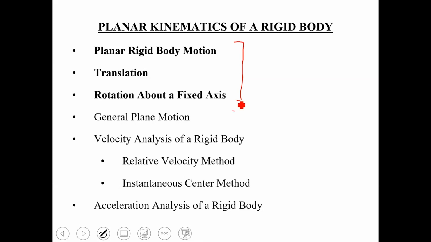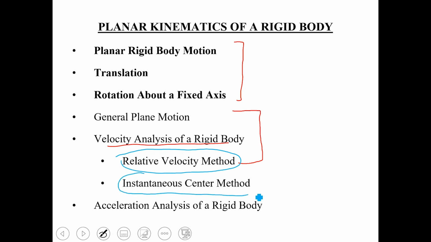Then inshallah from next week onward we are going to cover probably the velocity analysis. In order to perform the velocity analysis, there are two different methods. One is the relative velocity method, using the relative velocity equation which you have already studied. The other one is the instantaneous center method, which is a new thing to you. And then finally we are going to wrap up this chapter after maybe 2.5 weeks with the acceleration analysis of a rigid body.